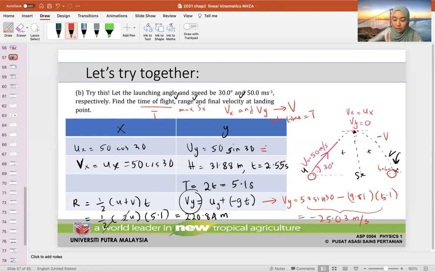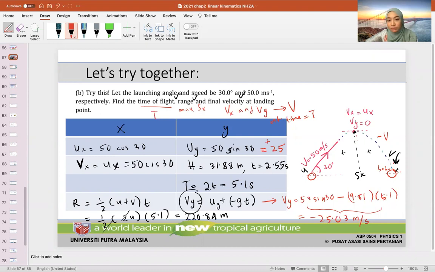What is my Ux? Let's see. 50 sine 30, 25. Okay. Roughly the same, right? But this guy is positive. This guy is negative. Because we are having a symmetrical motion. Therefore, we start at approximately the same velocity and we end up with approximately the same velocity.